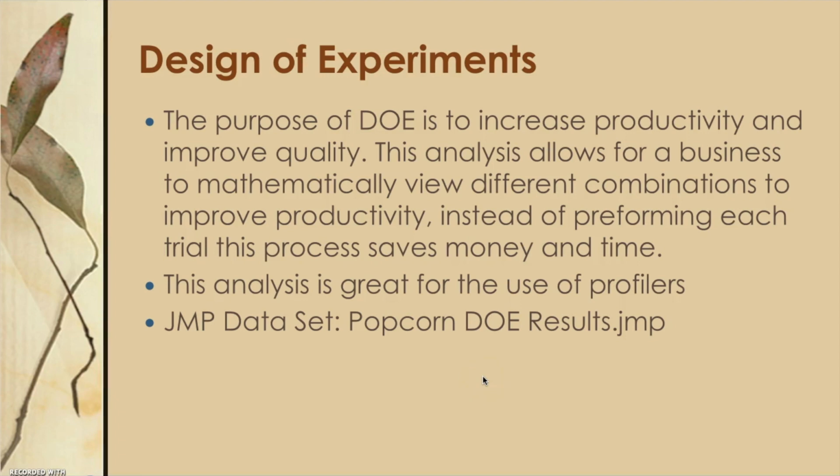So now with the design of experiments, or the DOE, this is for increasing productivity and improving the quality of a product. So this is analyzing different trials that you could use mathematically instead of doing a whole bunch of physical trials and wasting money and time. You can do it mathematically and get a better understanding of what you need to improve on. I'll give a better understanding of this inside of JMP, but it's a good model for analyzing the profiler function, and in JMP we're going to be using the popcorn DOE results.